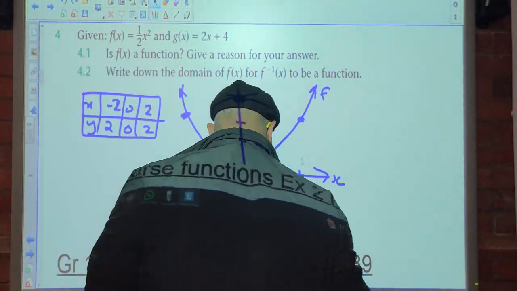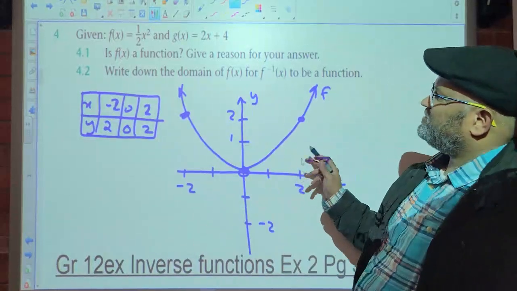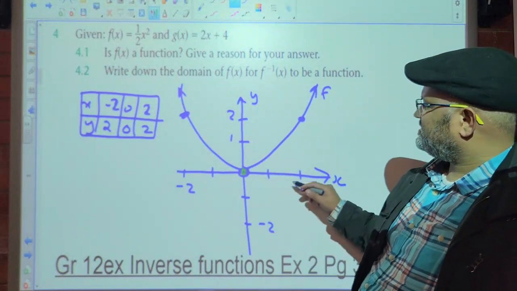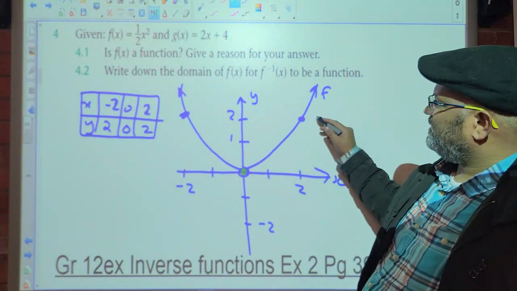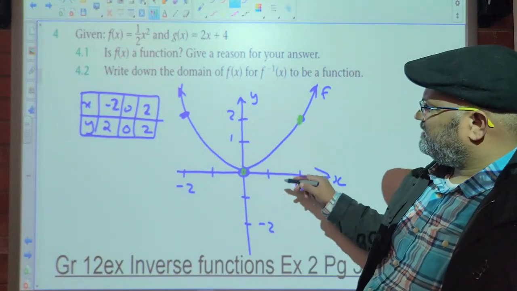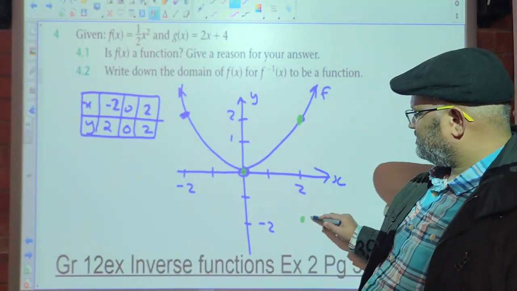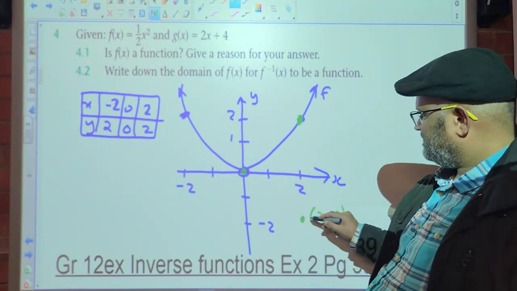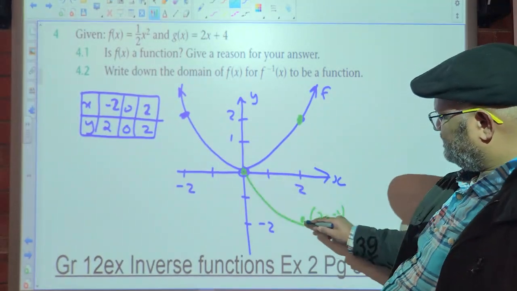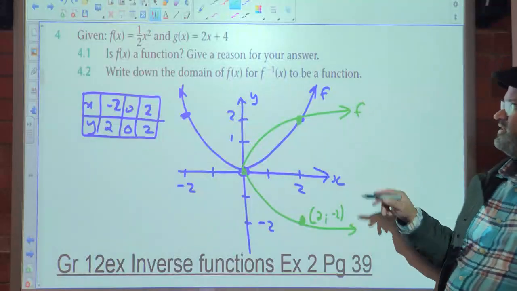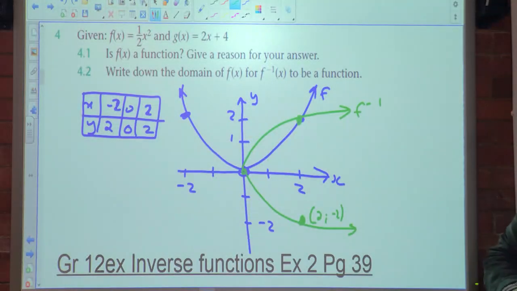So what do we do for the inverse function? We interchange x and y. So 0 and 0 remains 0 and 0. This was 2 and 2, it remains 2 and 2, and minus 2 and 2 becomes 2 and minus 2, from the turning point. Okay, and this is the inverse. It's not the function, but okay.